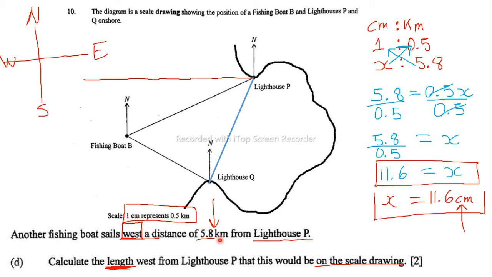So what the question is basically saying is, what can I halve to get 5.8? It's exactly 11.6, because half of 11.6 is 5.8. Mr. T, instead of doing all that working, they could just do 5.8 times 2 and they would get full marks? Yes, you could do it times 2. It's 11.6.